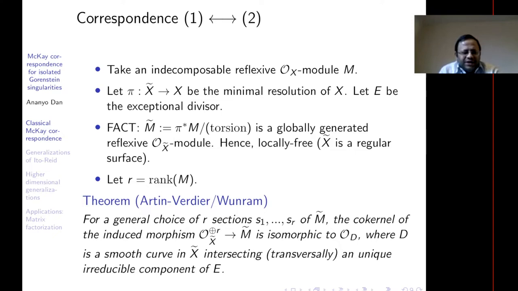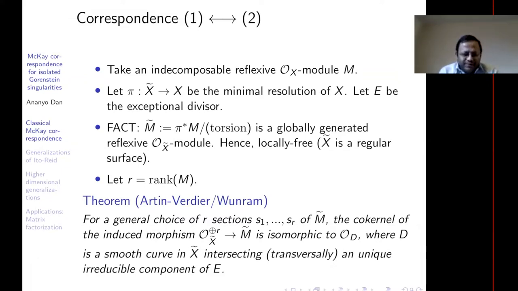So the basic idea of this correspondence comes from the degeneracy locus. You look at this vector bundle M tilde, this is a globally generated vector bundle. You look at R general sections of this vector bundle. And then you look at the degeneracy locus associated to the bundle map from OX tilde direct sum R to M tilde. The theorem tells you that this degeneracy locus is a smooth curve which intersects the exceptional divisor transversally at a unique irreducible component.